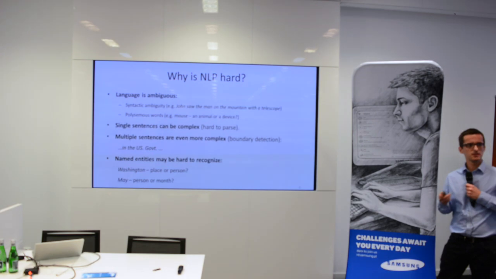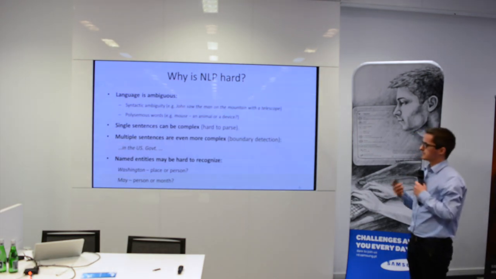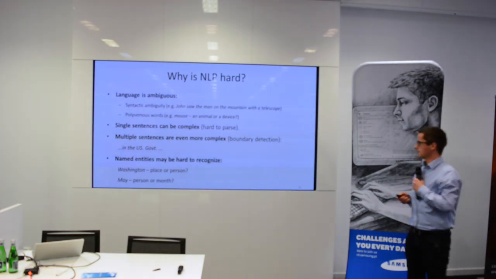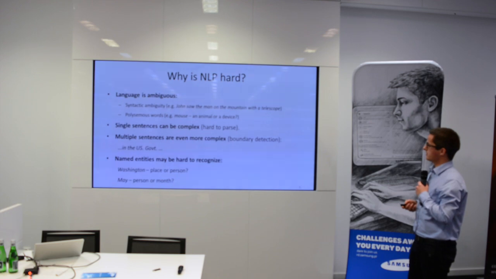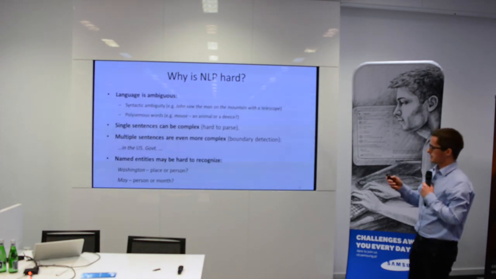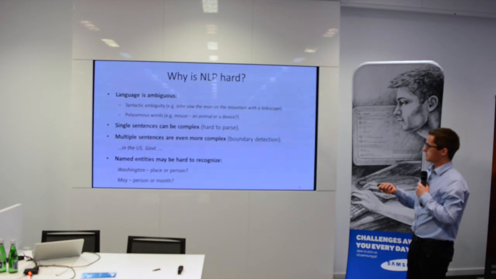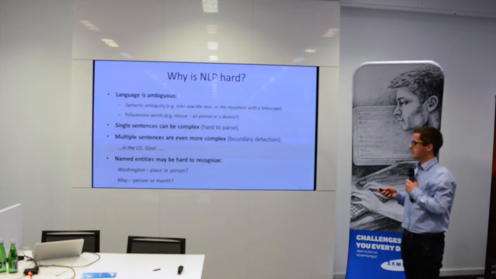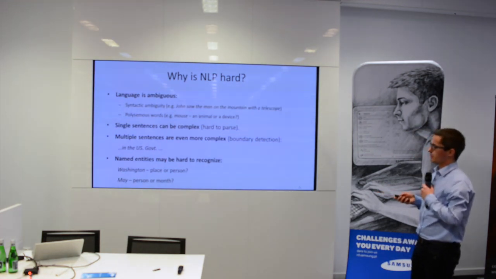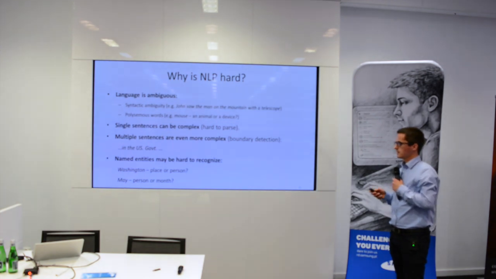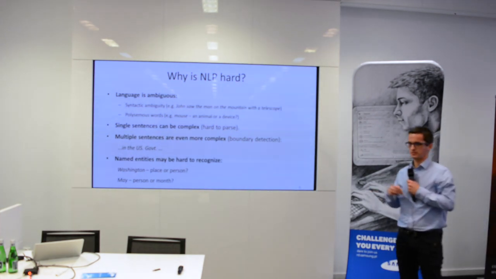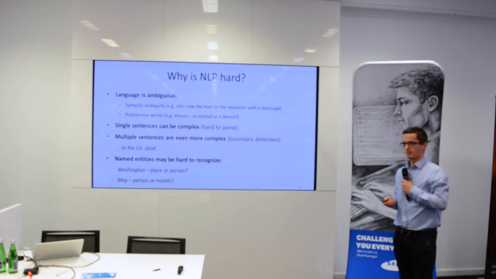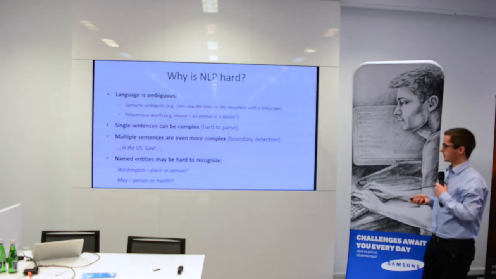We usually don't deal with single sentences. We deal with many sentences, and we have to know how to split the paragraphs into sentences. So we have to be able to detect the boundaries. Here, for example, you can consider this dot and this dot. Do they end the sentence, or are they part of the sentence? There are named entities like Washington. We have to know whether this means the place or a person or something totally different. The same may refer to the word May. It may be a month or a person, like the Prime Minister of Great Britain.